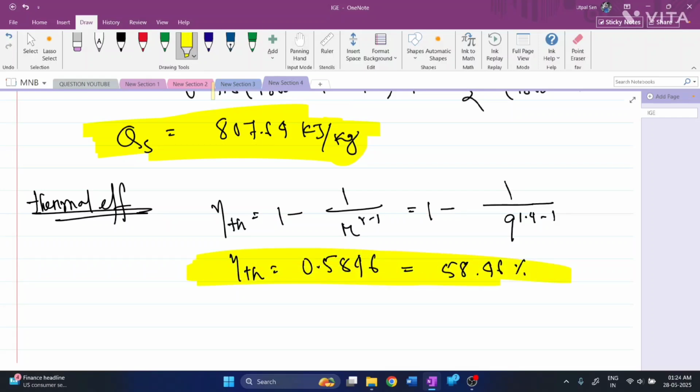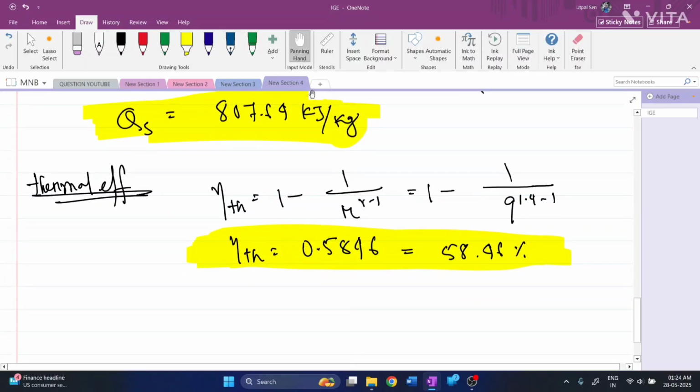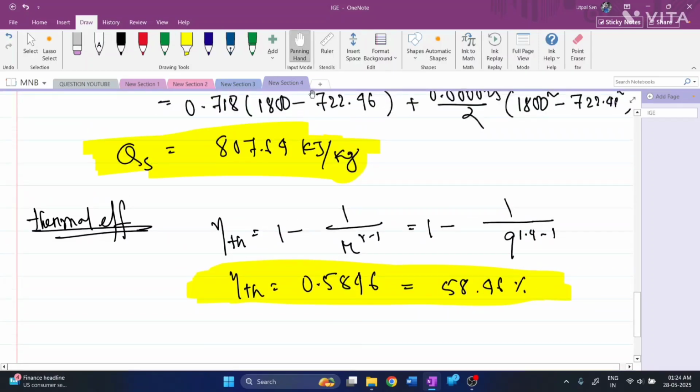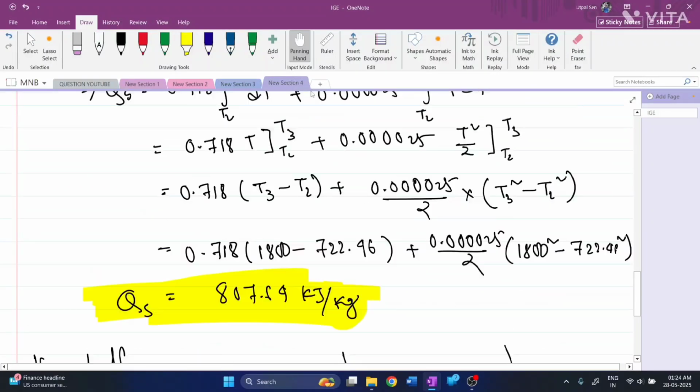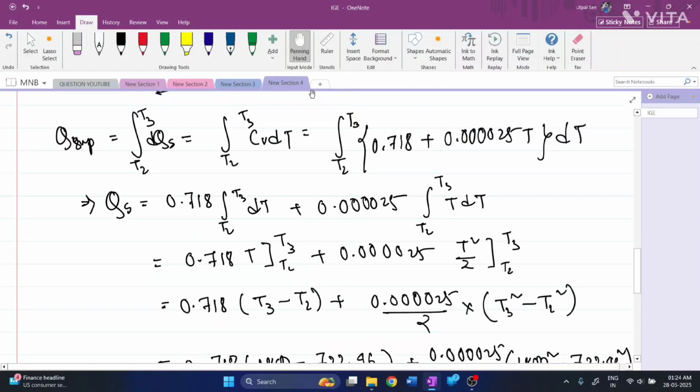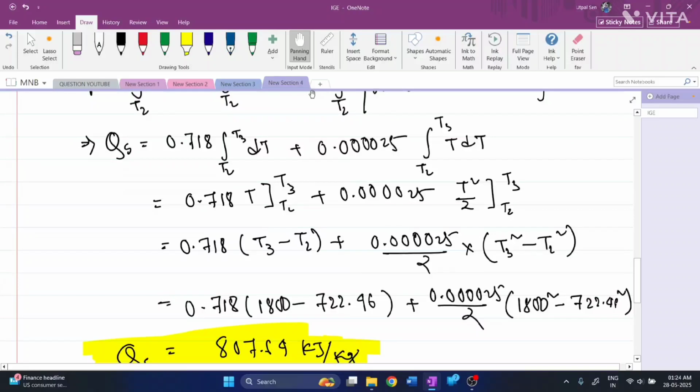I hope you understand the process of solving this kind of question from the diagram itself. By understanding the diagram and the given data, the importance of the given data is very clear in this question, and you have to think carefully while solving this type of question as it includes variable specific heat.